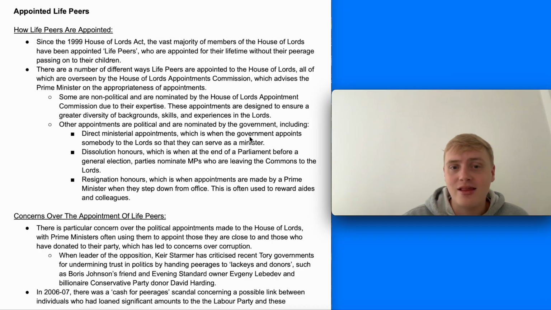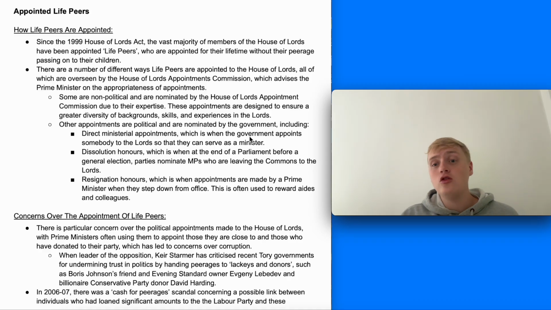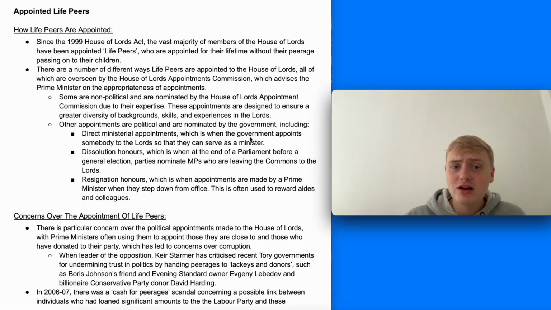Dissolution honours, which is when at the end of each parliament before a general election, parties nominate MPs who are leaving the Commons to be appointed to the Lords, and they might be some high-profile MPs, for example, and may be used by a Prime Minister or a party to reward them for their service. And resignation honours, which is when appointments are made by a Prime Minister when they step down from office.